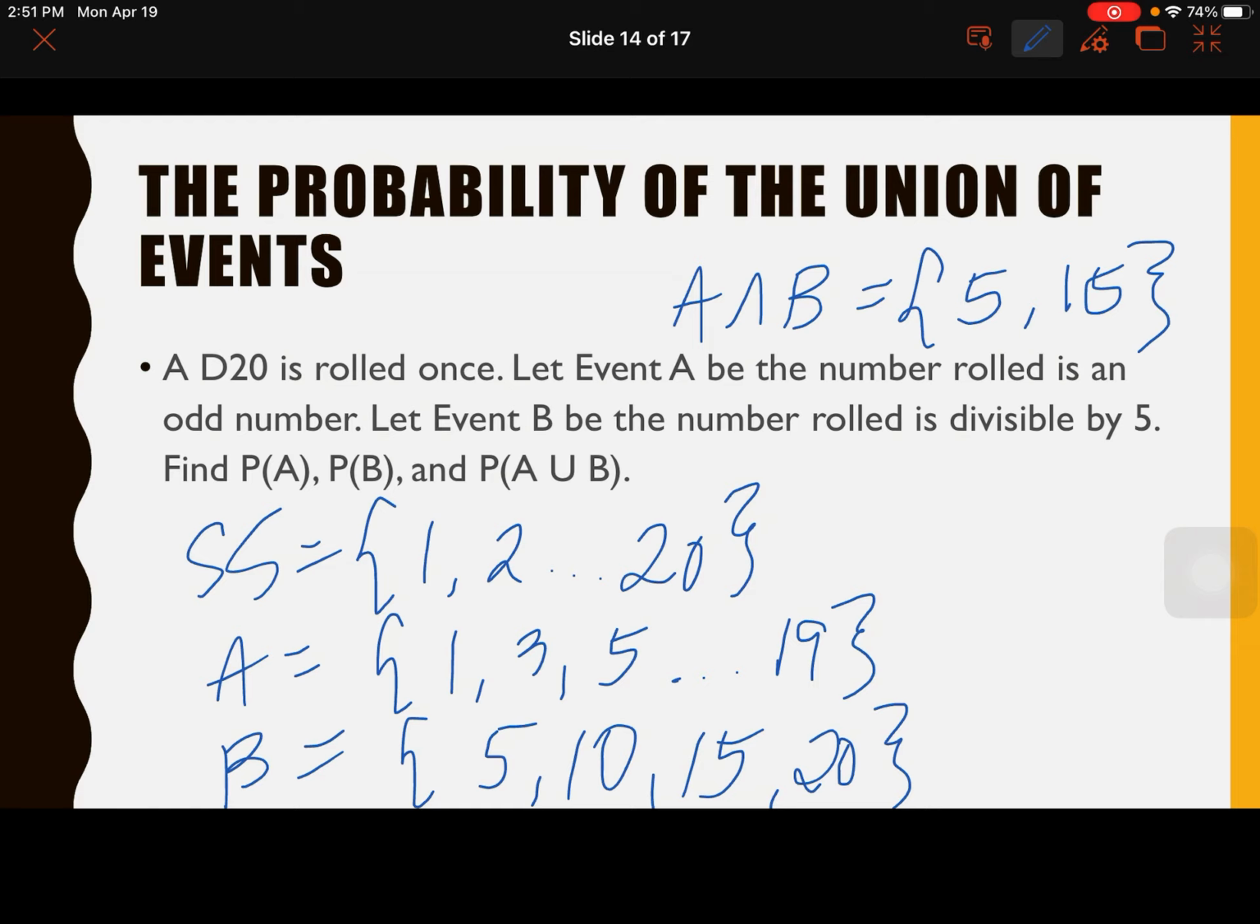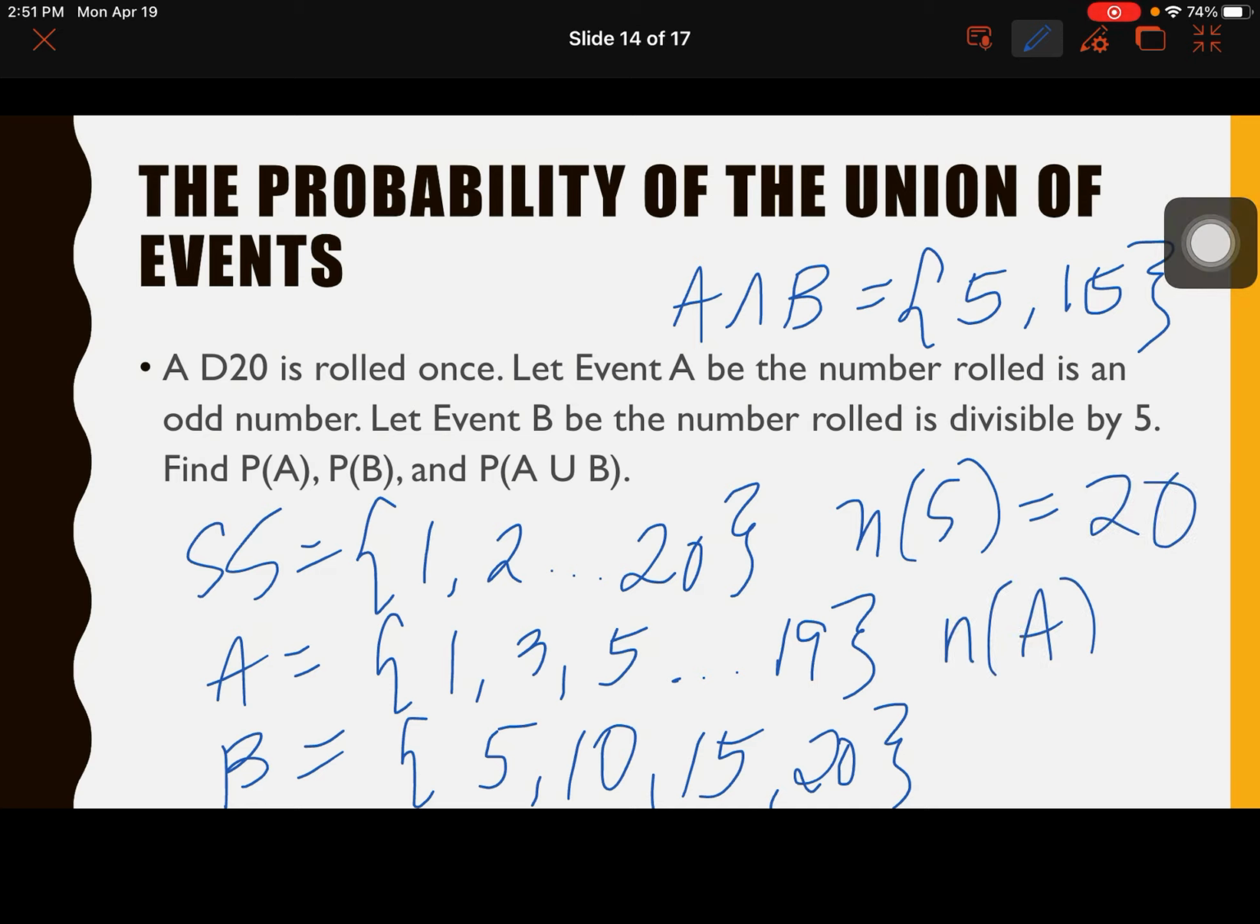Now, let's look at the numbers. So, ang total number ng ating sample space ay 20. Ang N of A ay 10. There are 10 odd numbers, 1 until 19. And then N of B is 4. Alright? Now, let's proceed to making your Venn diagram.